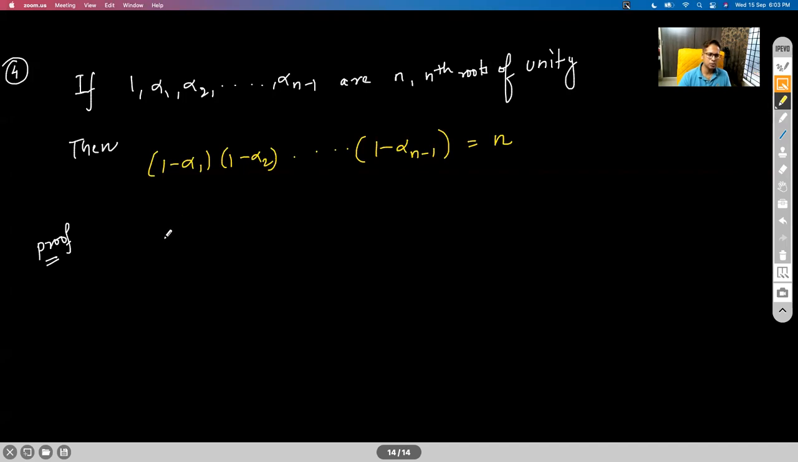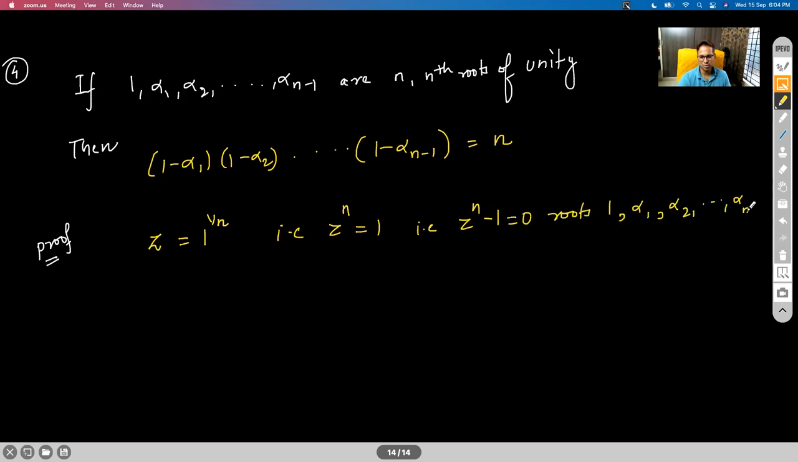See, again, I told you in the beginning also that we are trying to find out the roots of this equation. That means we are trying to say that the roots of this equation are 1, alpha 1, alpha 2, etc. till alpha n minus 1. So the n nth roots of unity are basically the roots of this equation, isn't it?